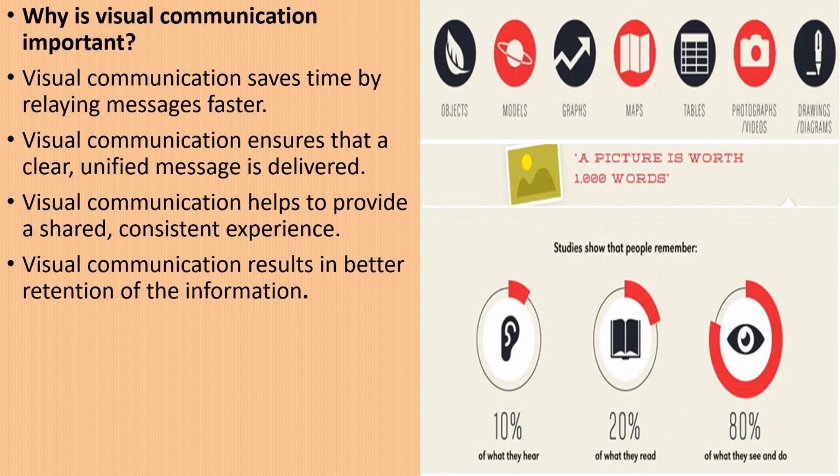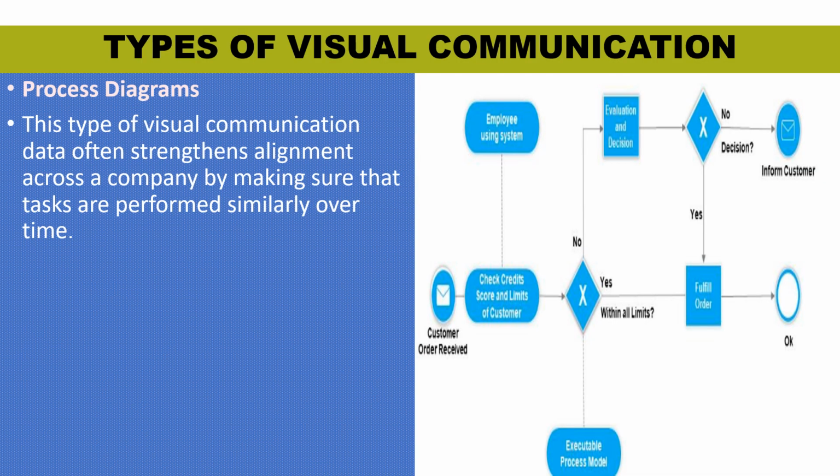You just look at the pictures, objects, models, graphs, maps, tables, photographs, videos, drawings. A picture is worth a thousand words, right? Studies show that people remember 10% of what they hear, 20% of what they read, and 80% of what they see and do. So visual representation is the most important thing in conversation and in presentations. Types of visual communication process.